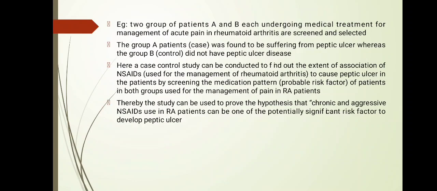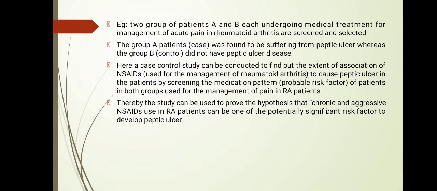Example: two groups of patients, A and B, each undergoing medical treatment for management of acute pain in a recent accident, are treated and selected. Group A, the cases, was found to be suffering from peptic ulcer, whereas the control group did not have peptic ulcer disease.